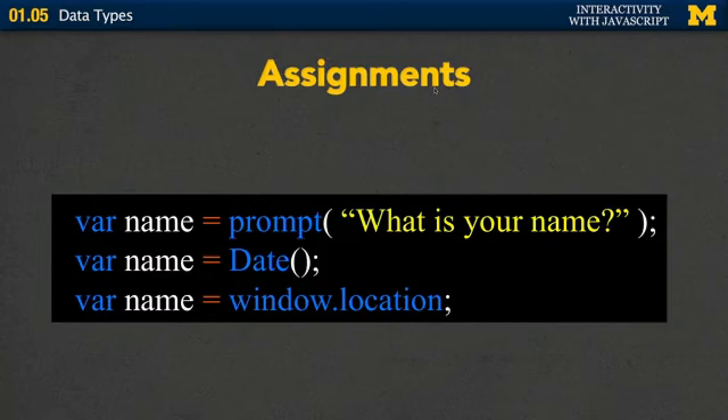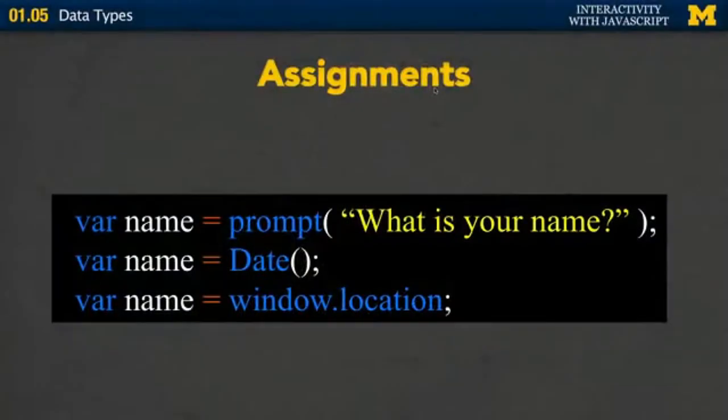So this is not a string. This is something that's actually can be quite a bit longer and is very complex. You might also have variable name equals window.location. If I wanted to in JavaScript, I could even say name equals 12. Doesn't make any sense, but there's nothing stopping me from doing it.